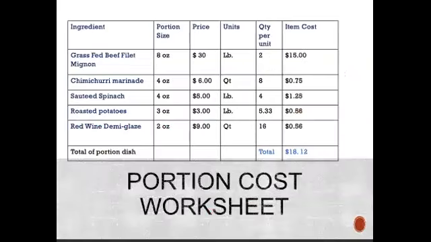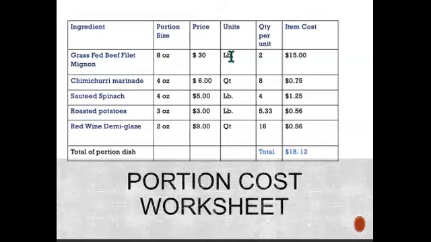Now, when you are calculating the cost of a dish, right? Let's say I have a filet mignon. I want to cost a filet mignon with a chimichurri marinade and a red wine demi-glace with roasted potatoes and spinach. And my portion for the filet mignon is 8 ounces. The filet mignon costs me $30 a pound.